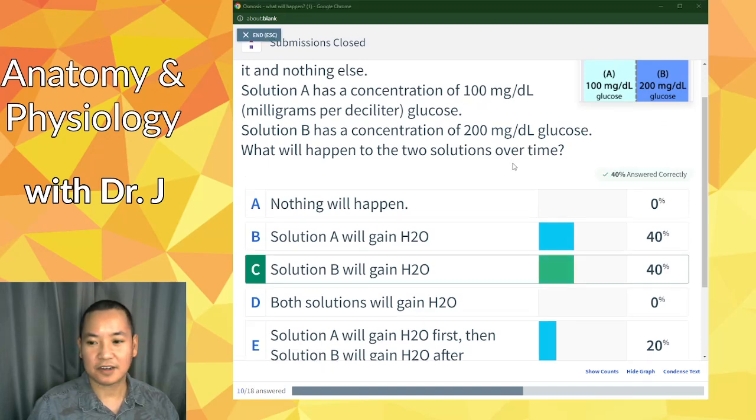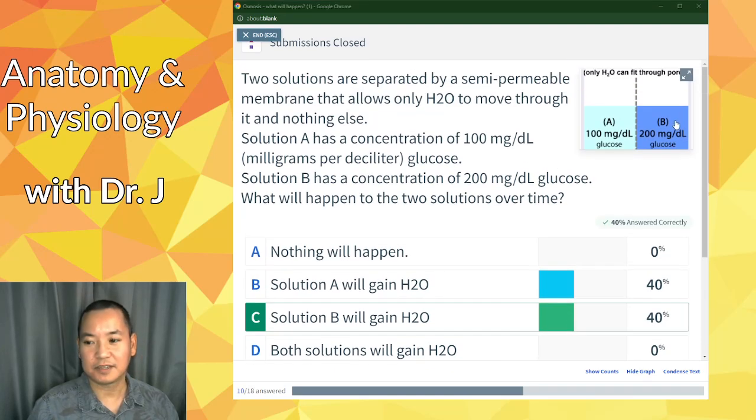Over time, what will happen is this. Solution B will gain water. Why? Because it has more glucose, and glucose and water attract each other, but glucose can't move. So the higher concentration of glucose is going to draw more water to balance out the concentrations of the two solutions.